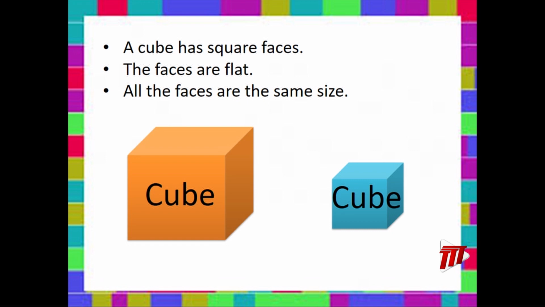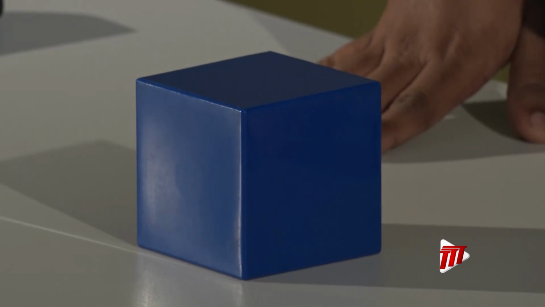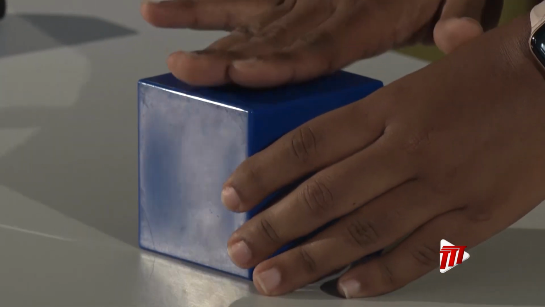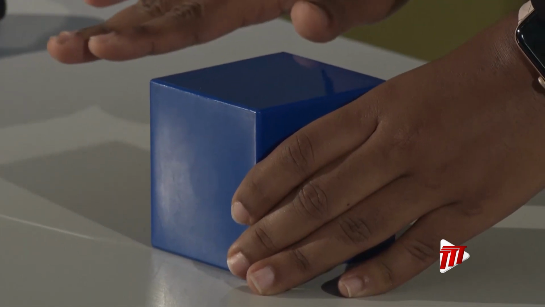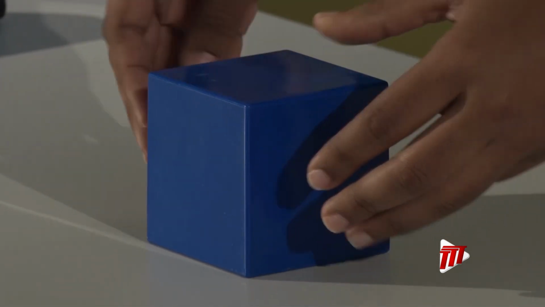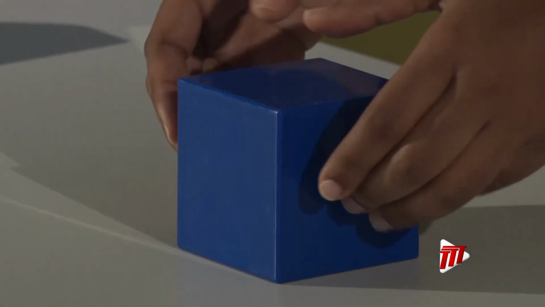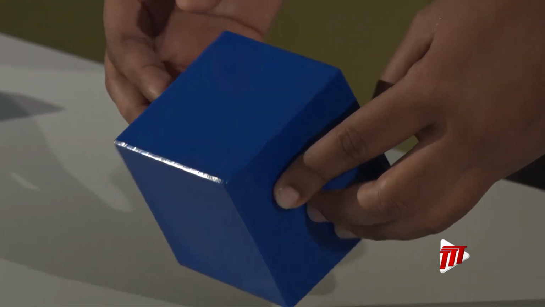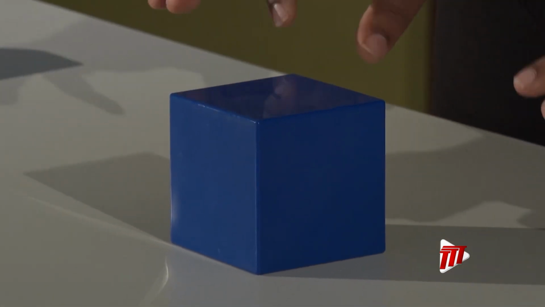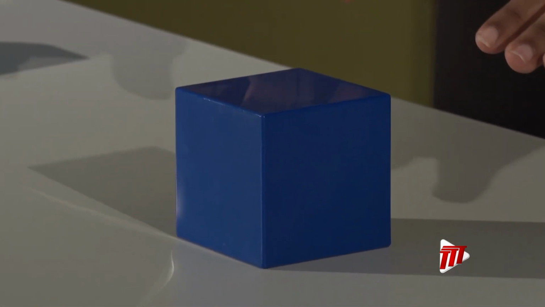Let's talk about cubes. A cube has square faces. The faces are flat. All the faces are the same size. So here I have a cube. What do you notice about it? That's right. The faces are flat. Do they look alike or do they look different? They look alike. That means they look the same.